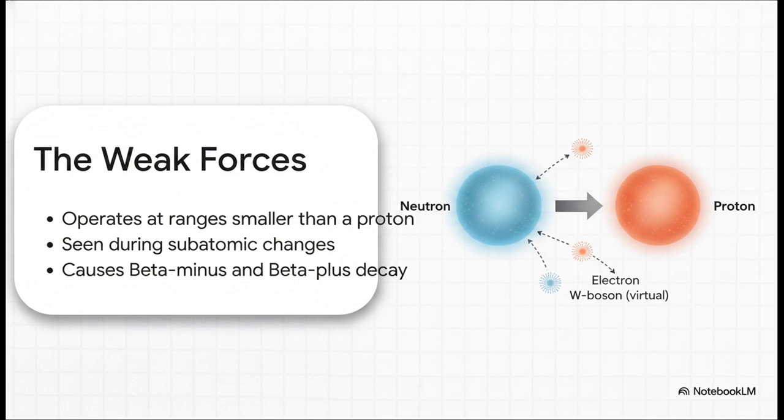Let's keep this really simple for class 11. This force operates at ranges even smaller than a single proton. You mostly encounter it during subatomic particle changes. For now, just associate it with neutron to proton transformations like radioactive beta minus and beta plus decay. Bas itna yaad rakhna kafi hai abhi ke liye.